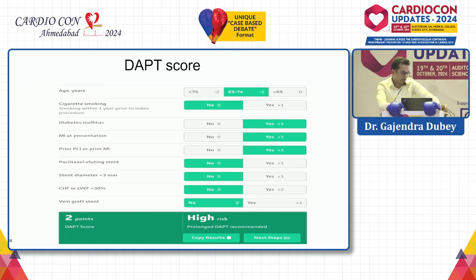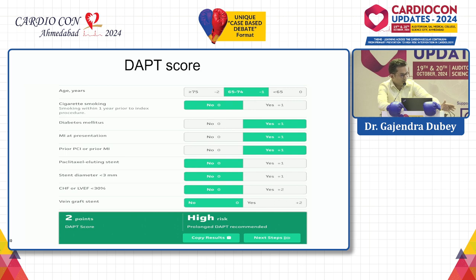So if we look at our patient, if we calculate the DAPT score in this patient, it will help us in deciding whether we should continue DAPT beyond 1 year or not, because in all the guidelines, DAPT extension is given a 2B recommendation. That is, you can make a decision based on his ischemic versus bleeding risk. So if ischemic risk is very high and bleeding risk is relatively low, then probably it may benefit our patient.